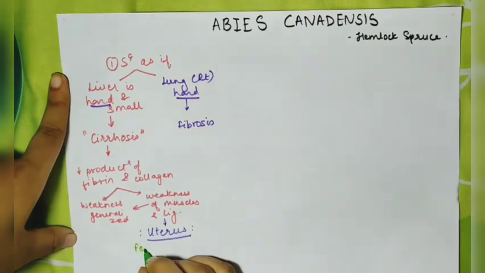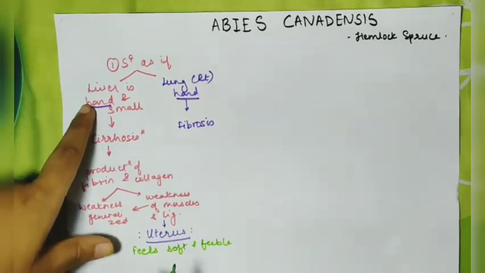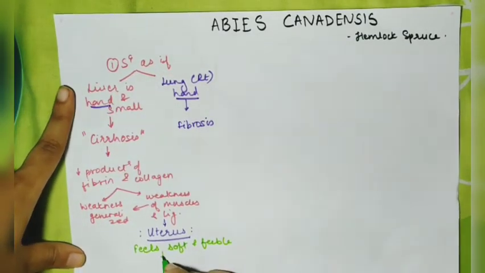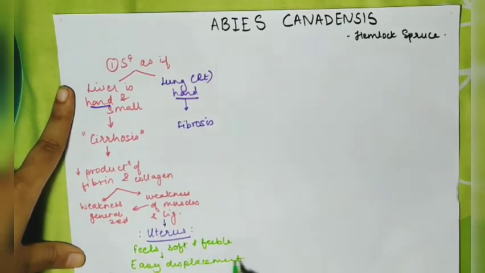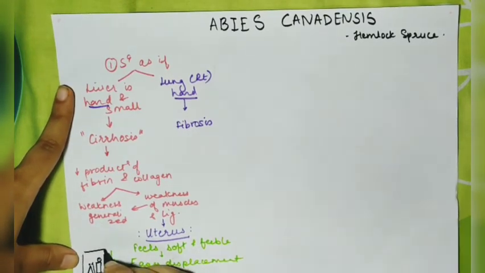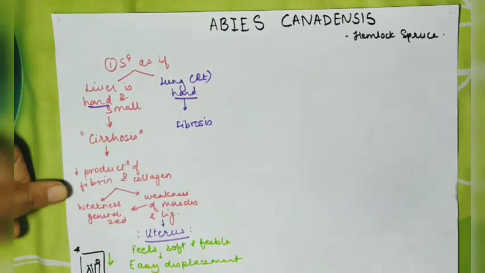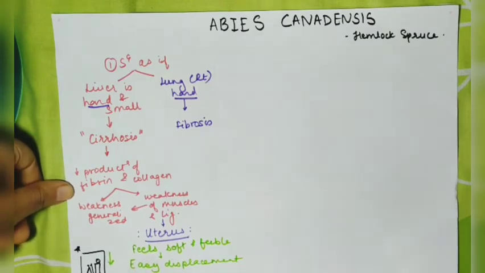The uterus feels soft and feeble, which is quite opposite to the liver being hard and the lung being hard. There is easy displacement. The displacement is so easy that the patient feels that the uterus will drop down out of the pelvis, and the only way she avoids it is by sitting with legs crossed. So this one is a characteristic symptom. This is where you can prescribe the remedy despite cirrhosis. Easy displacement, and there is a sore spot at the fundus, which is better by pressure.